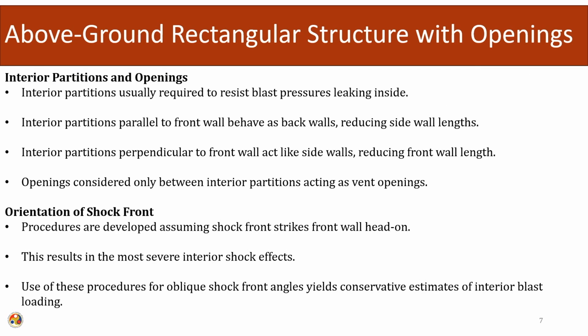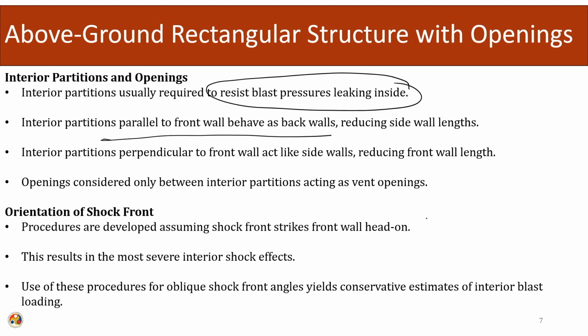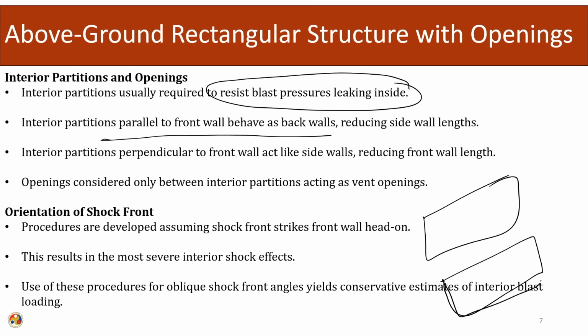So, interior partitions and opening. Interior partitions are usually required to resist blast pressure that leaks inside. Some sort of partitions are required in order to resist the leaking of the blast pressure inside. Interior partitions parallel to the front wall behave as back walls. So, if this is the front wall and there is a partition parallel to this wall, then this will behave as a back wall. It will reduce the effective length of the side walls.